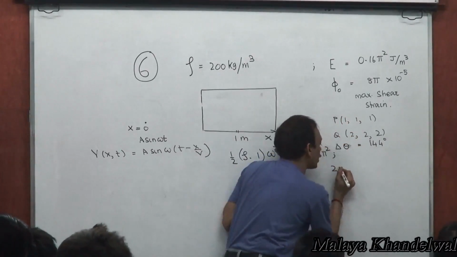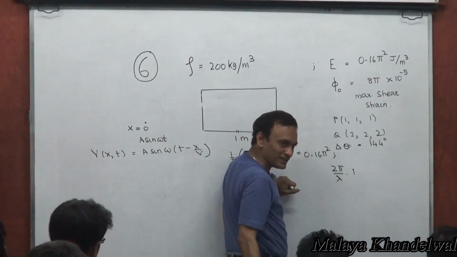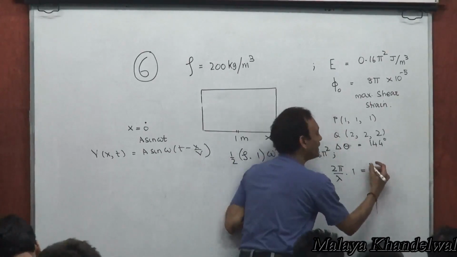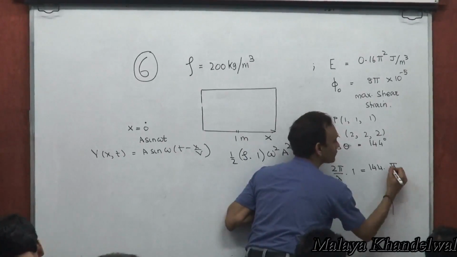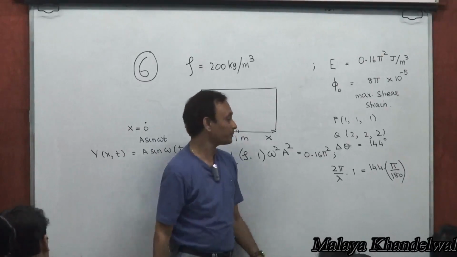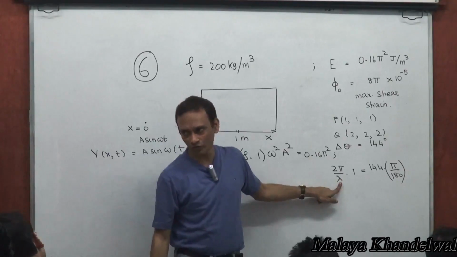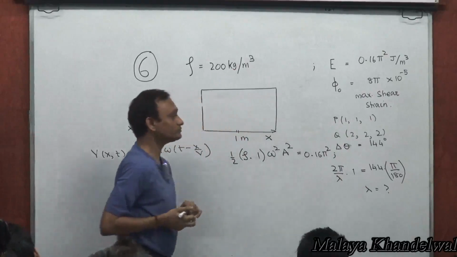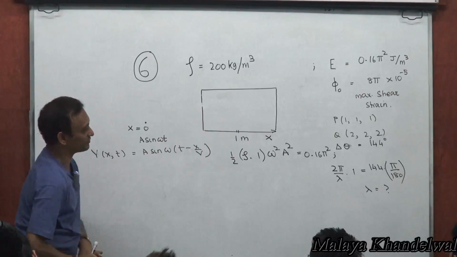So the phase difference brought about for lambda is 2 pi. So for 1 meter, the phase difference would be 2 pi by lambda into this, where lambda is the wavelength of the wave, and that's in radians, 144 into pi by 180 radians, because this 2 pi by lambda into 1 is in radians, right? So you can solve for lambda of the wave. Lambda of the wave therefore is known to us, right? Now you know the lambda of the wave.